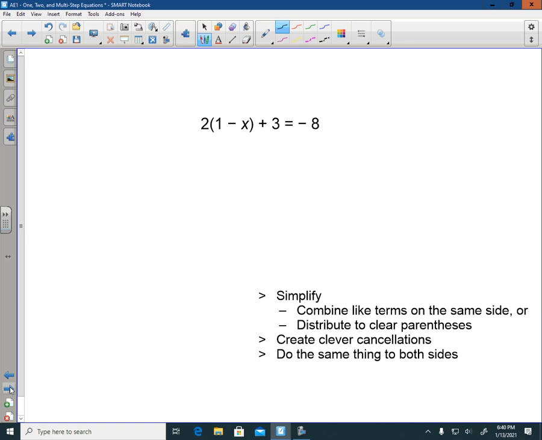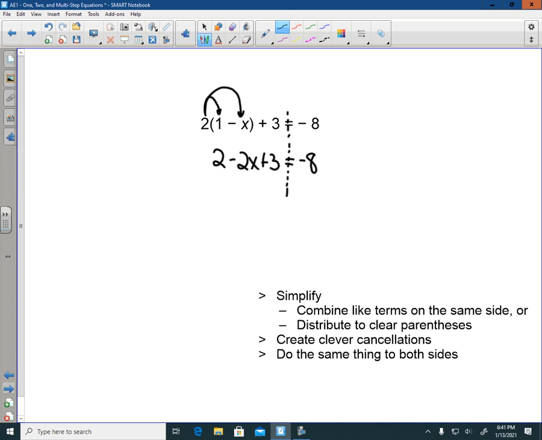All right, here's another one. Starting with simplification again. Can we simplify on the left side? Yes. I see parentheses, which makes me feel like I want to distribute, which is a great strategy. So we're going to distribute the 2 onto that 1 and say 2 times 1 is 2, and then 2 times -x is -2x. Now that plus 3 is just kind of hanging out there. There's nothing to do with it, and so we're just going to bring it down. Same thing with the -8, nothing to do on that side.